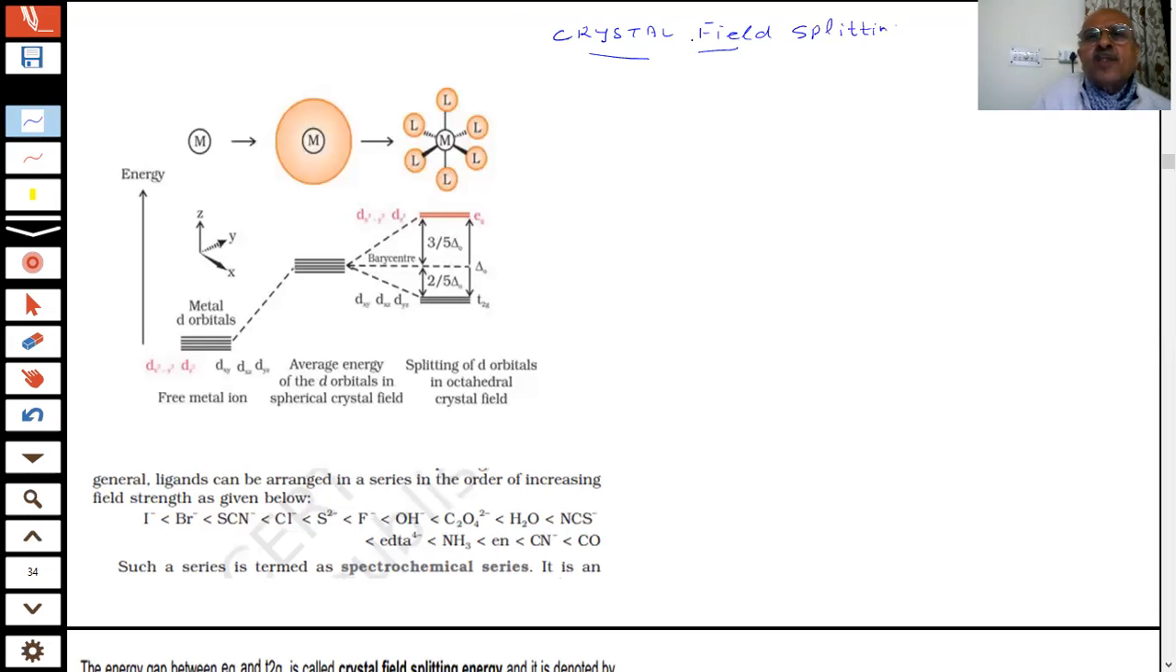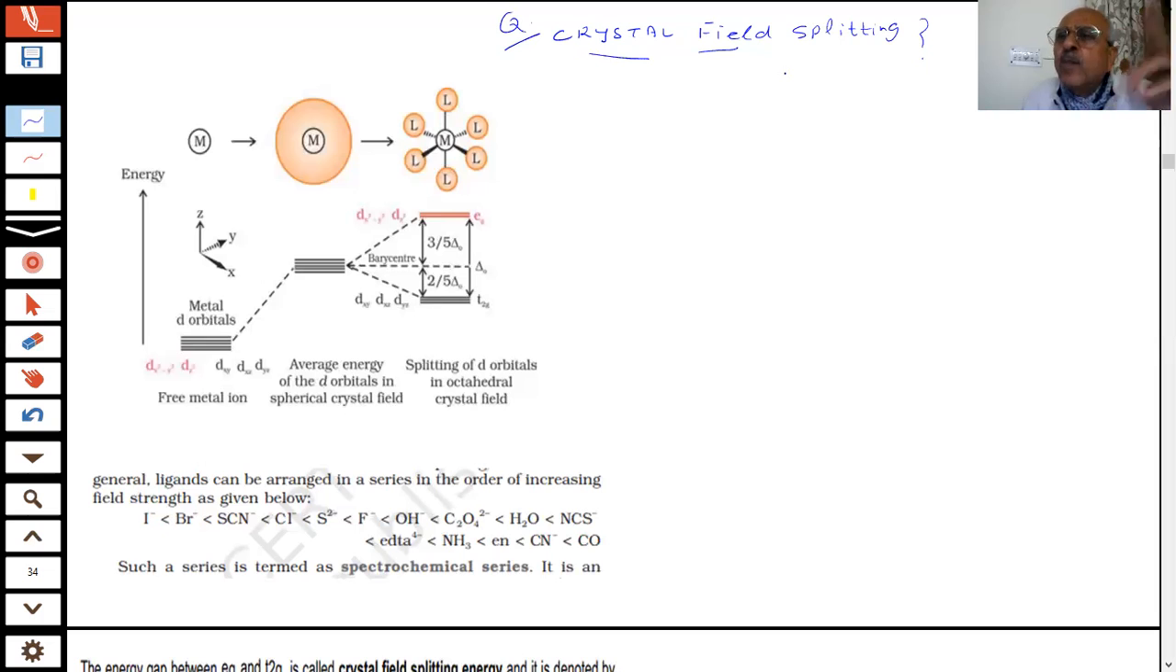The question has been asked, student: what is crystal field splitting? The question in the paper. What is your answer? What is crystal field splitting? We have already told that when the ligands approach the central metal ion, if it is octahedral, then there is a splitting of the d orbitals.